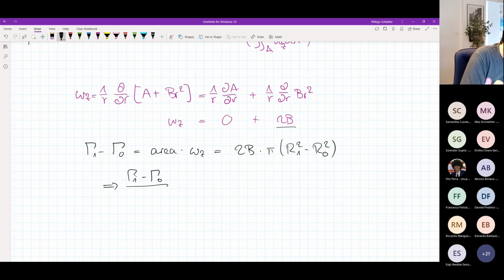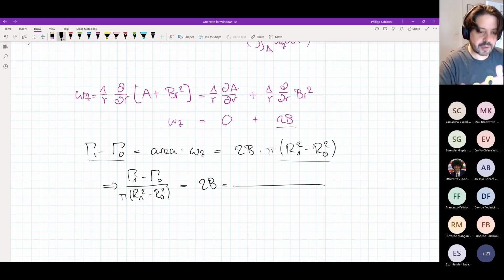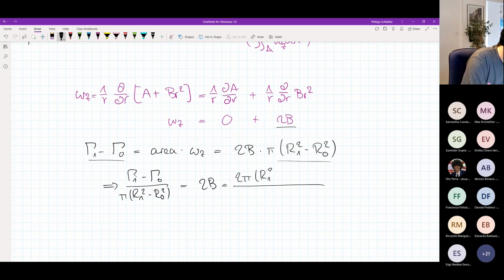So gamma 1 minus gamma 0 divided by pi times r1 squared minus r0 squared. That's just this divided by this, which is 2b. And of course, if I fill in now gamma 1 and gamma 0, I get 2 pi times r1 squared omega 1 minus r0 squared omega 0 divided by pi times r1 squared minus r0 squared.